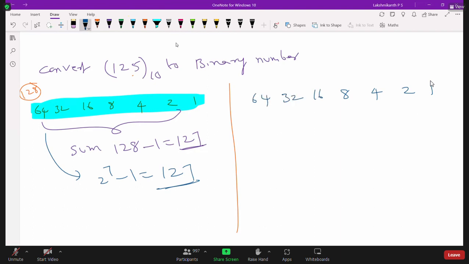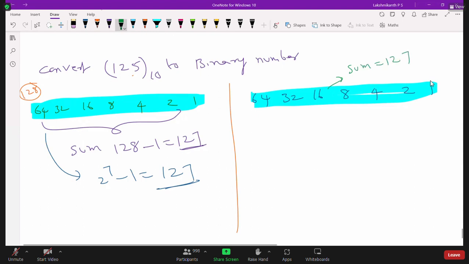Now we know that this total sum is 127. So 127 means what is not required here? 2 is not necessary, right? Now all the remaining are needed. Even if you add them now, you will get the answer 127. 64, 32, 16, 8, 4, 1.